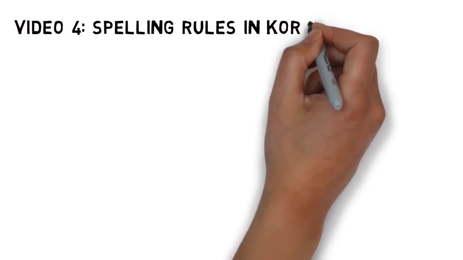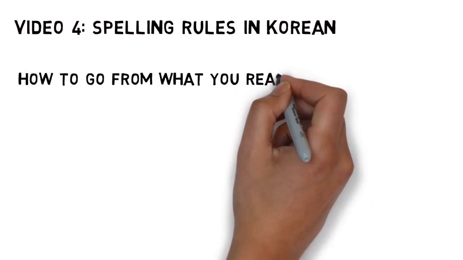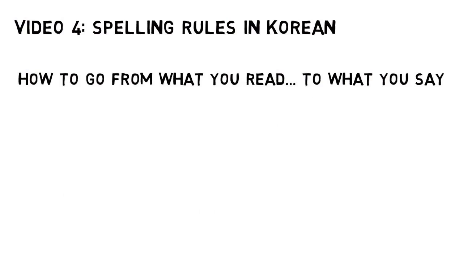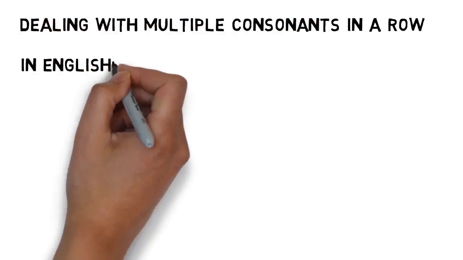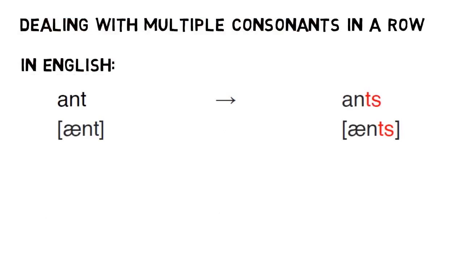In either case, since you're now familiar with all the sounds of Korean and their IPA symbols, I want to spend some time discussing Korean spelling rules. Basically, how to go from what you read to what you say out loud. Spelling rules show up in basically every language. In English, for instance, when we pluralize words, we add an S to them. We take a word like ant and add an S.